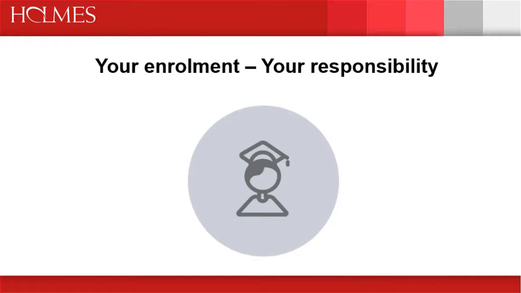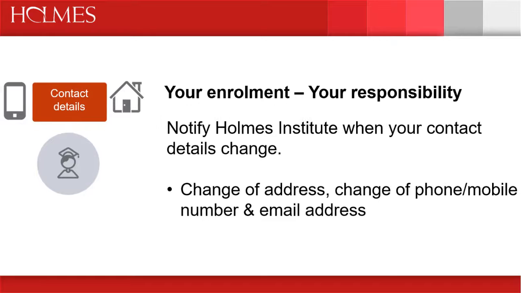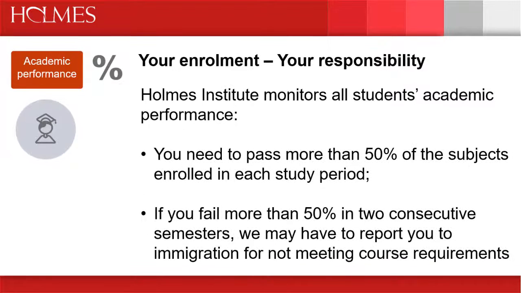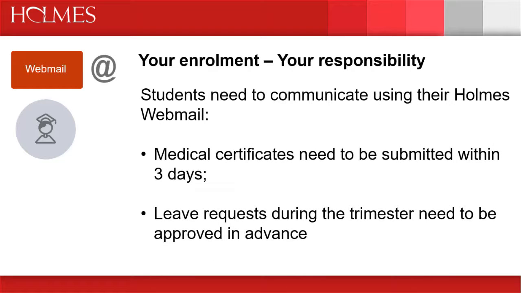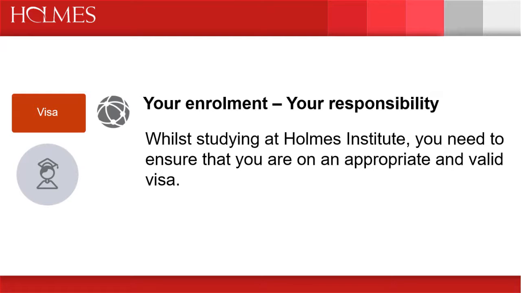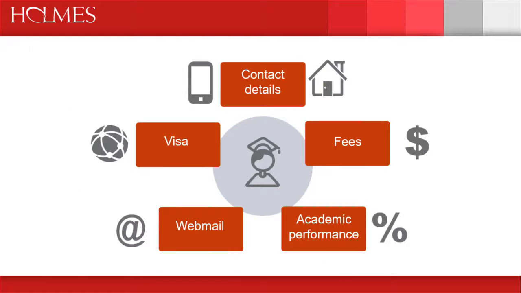There are certain things you must maintain to ensure your enrolment is valid. You must notify Holmes Institute when your contact details change. Pay tuition fees by the due date. Ensure your academic standards meet Holmes Institute requirements. Communicate using Holmes webmail. Ensure you have a valid visa. Holmes Institute supplies a high level of administrative support to students. The following provides a guide for where to source information or who to contact should you require support.